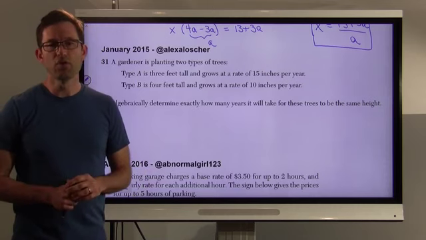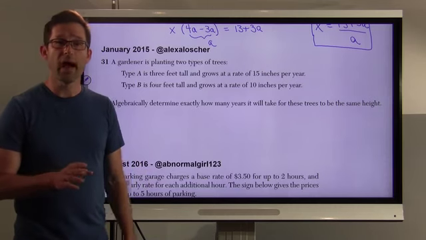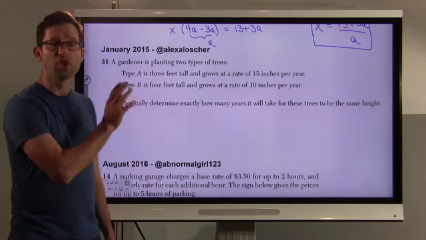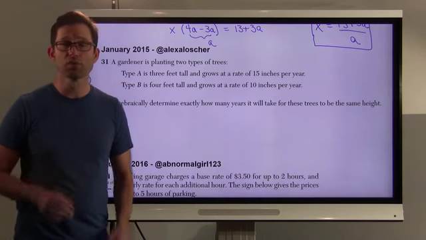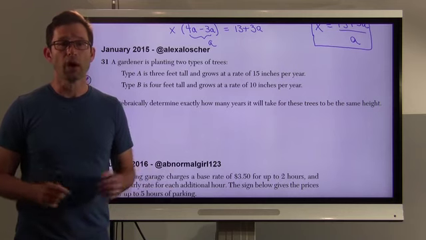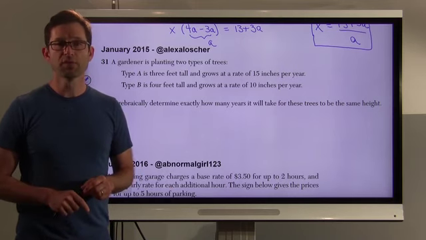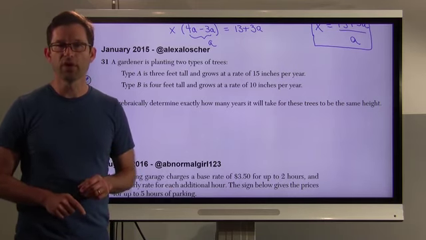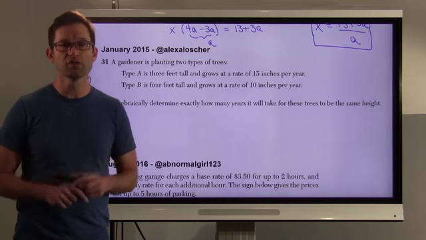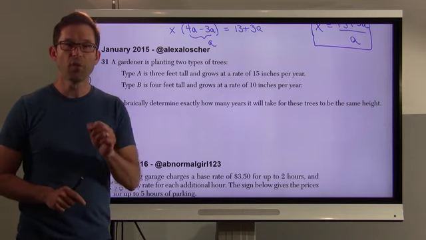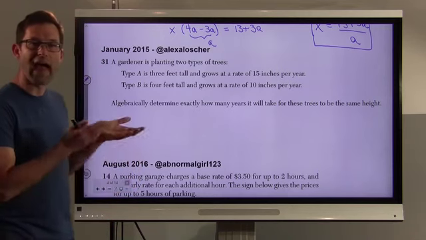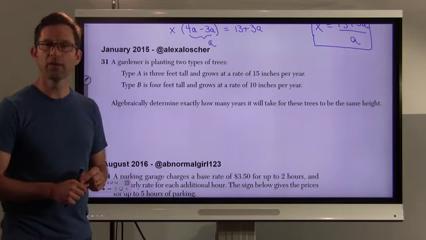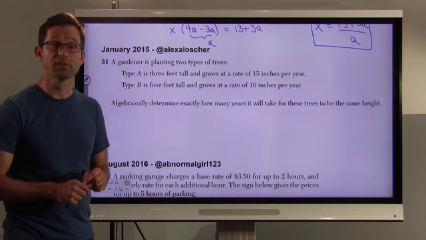A gardener is planting two types of trees. Lots of people, by the way, asked for me to do problems where I changed a word problem into an equation and then solved the equation. And this one certainly fits that bill. So here we go. We have a gardener planting two types of trees. Type A is 3 feet tall and grows at a rate of 15 inches per year. Type B is 4 feet tall and grows at a rate of 10 inches per year. We need to algebraically determine how many years it will take for these trees to be the same height.